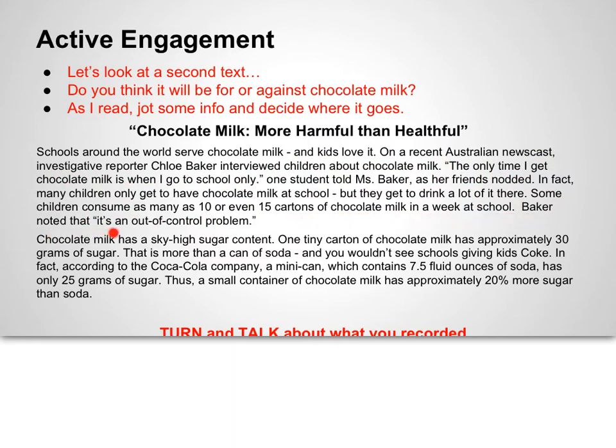Baker noted that it's an out-of-control problem. Chocolate milk has a sky-high sugar content. One tiny carton of chocolate milk has approximately 30 grams of sugar. That is more than a can of soda. And you wouldn't see schools giving kids Coke. In fact, according to the Coca-Cola Company, a mini can, which contains 7.5 fluid ounces of soda, has only 25 grams of sugar. Thus, a small container of chocolate milk has approximately 20% more sugar than soda.